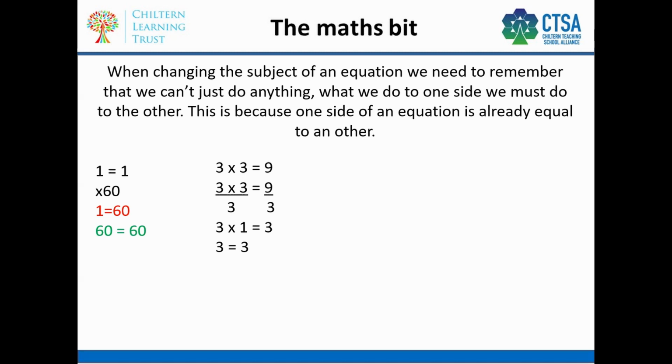So we're going to start with an algebraic equation. V is equal to I times R. And we're going to try and change the subject of this equation to make I the subject. Currently, V is the subject because it's on its own. We're going to try and change the subject to make I the subject.